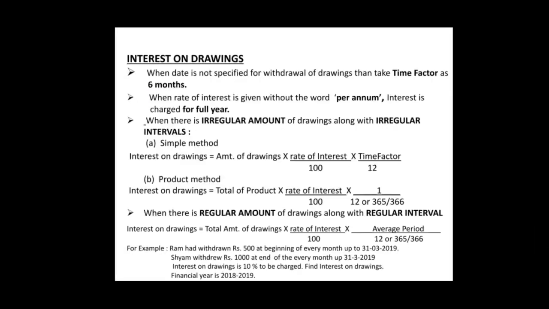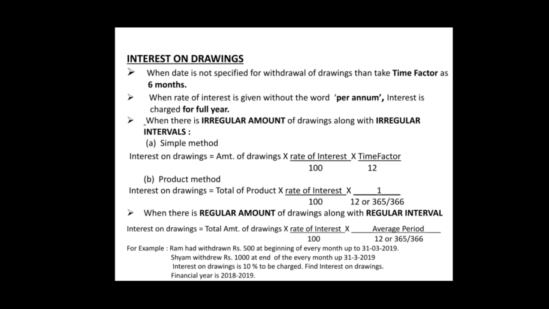Doing the interest on drawings, the same procedure or formula is used as we used to find interest on loan or interest on capital. But a few points are to be taken into consideration while calculating the interest on drawings. First, when the date is not specified for withdrawal or drawings, then take the time factor as 6 months.